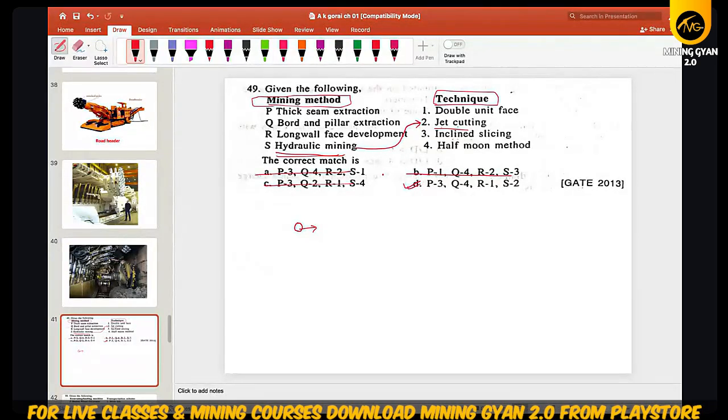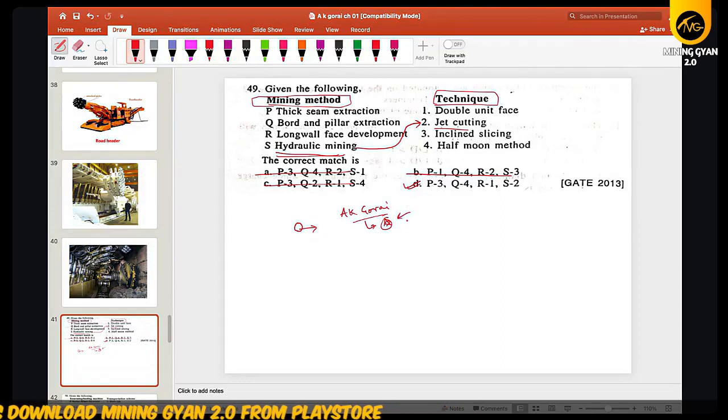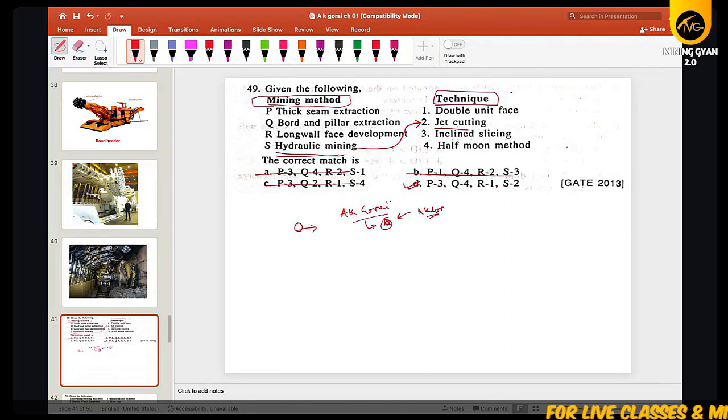Sometimes it will help you. So in the AK Gorai, if you read properly, it will also help you cut down the answers. So try as much as possible to revise AK Gorai. DJ Deshmukh, if you can read it, read it, as soon as possible. But AK Gorai is a must for you for GATE, for this exam.